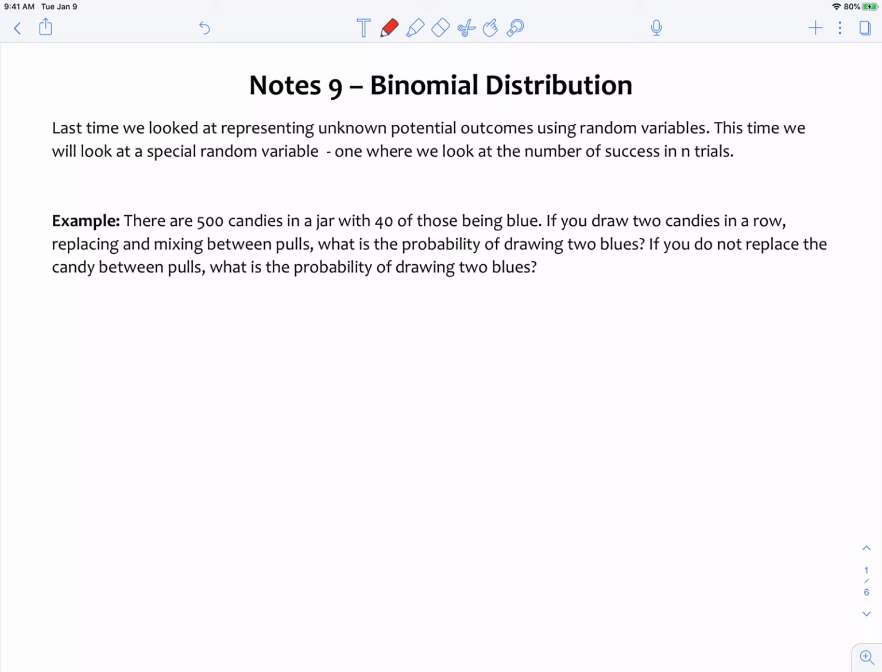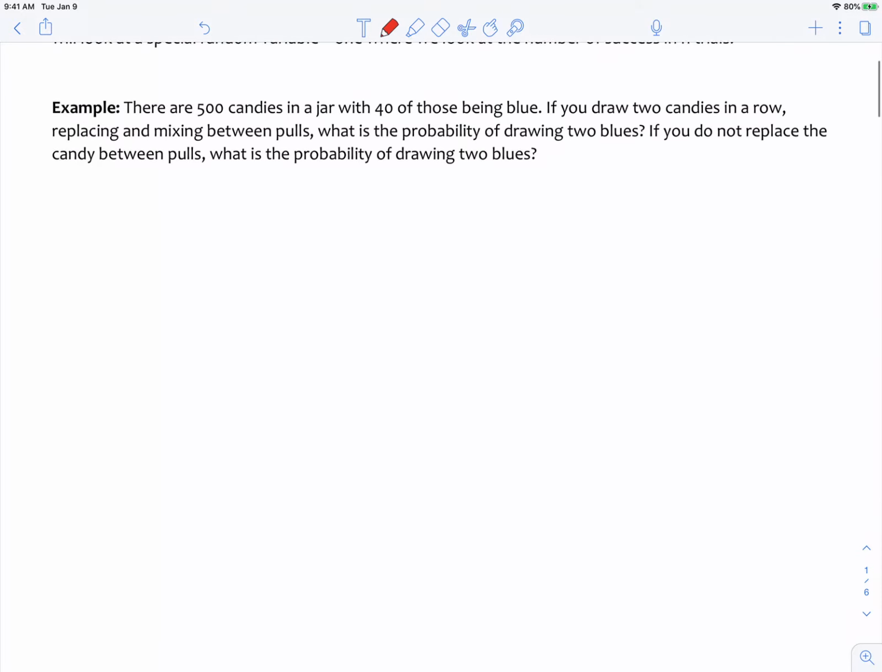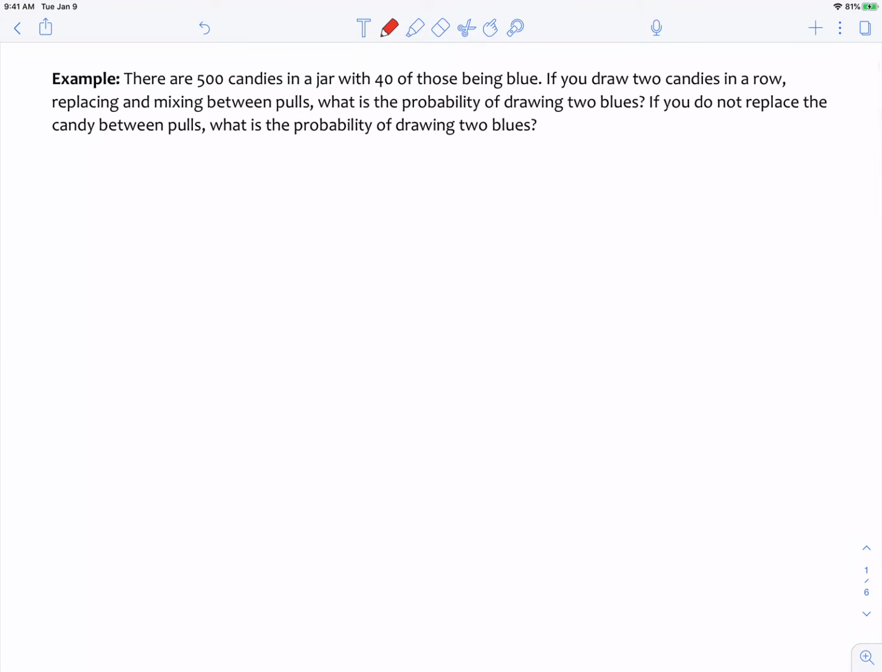So let's start with a quick example, bringing back some of the other things that we have looked at recently. We have 500 candies in a jar with 40 of those being blue, and we're going to draw 2 candies in a row, replacing and mixing between pulls. What is the probability of drawing 2 blues? And if you do not replace a candy between 2 pulls, what is the probability of drawing 2 blues? All right, so let's take a look at the with replacement case first.